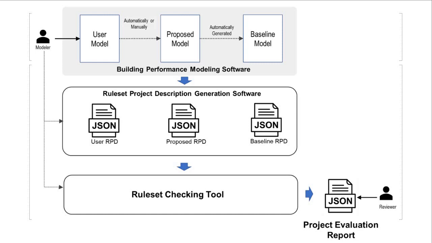Then the bottom box is the rule set checking tool that the code official or rating authority would use to see if the models are consistent with the rule set. Since you also will have access to the rule set checking tool, you can make sure everything looks good before you submit them. And then finally, a project evaluation report comes out, and the reviewer gets to take a look at that.